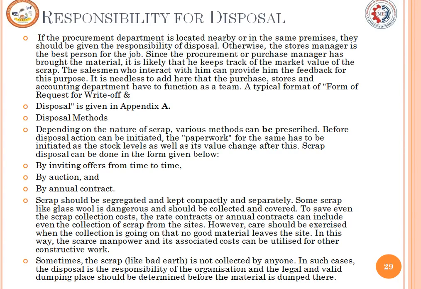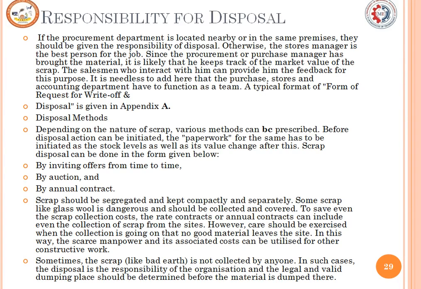Further we'll be discussing the responsibility of disposal. How to dispose? Disposal by auction is one of the methods. You must tell them the product is disposed of as is where is, and they must be able to pay. One of the methods is inviting offers from time to time by auction and annual contract. Like this, you'll be able to dispose of the waste.